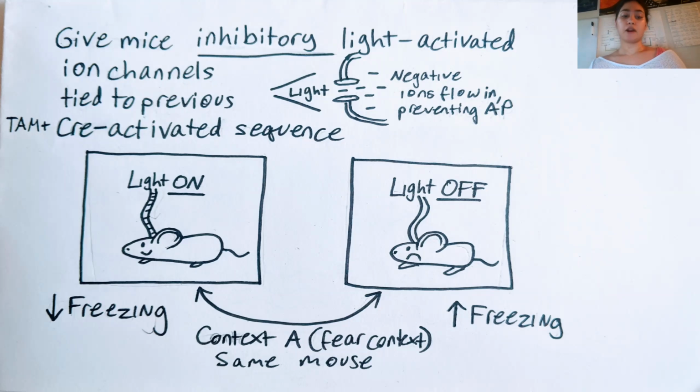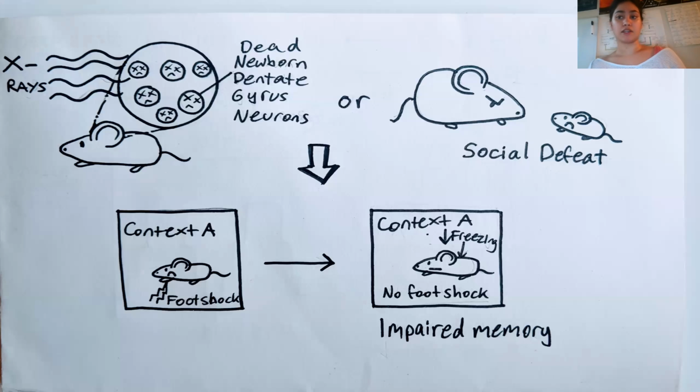So the final part of the experiments dealt with adult hippocampal neurogenesis and its effect on memory expression and consolidation. So using X-irradiation, adult-born hippocampal neurons in the mice were removed, and the X-irradiated mice ended up freezing a lot less in fear context A, suggesting impairment in memory expression.